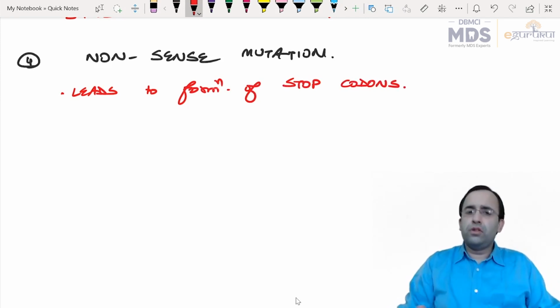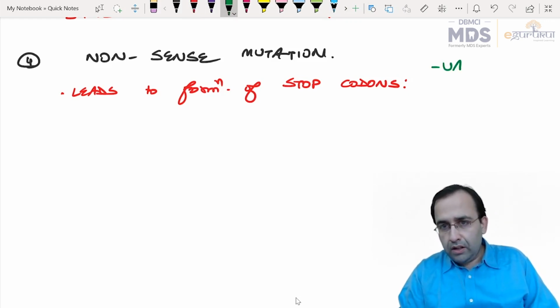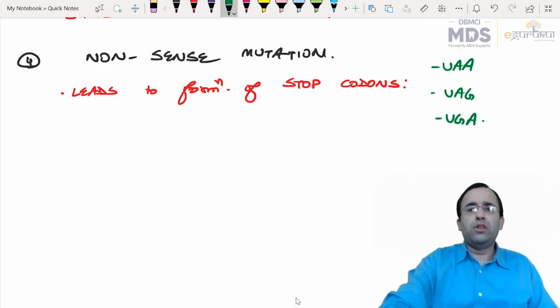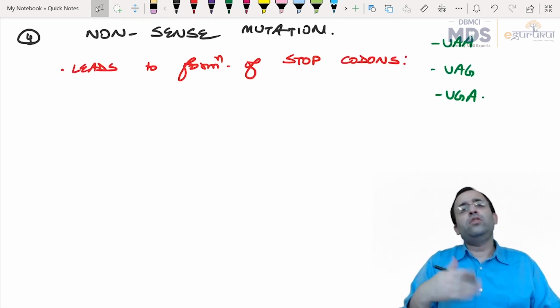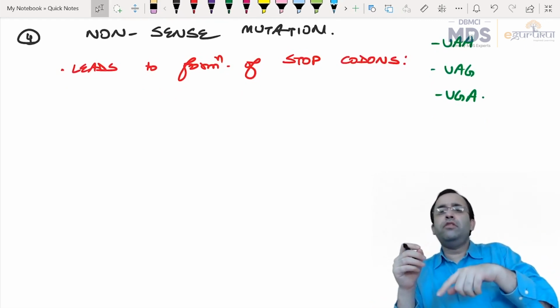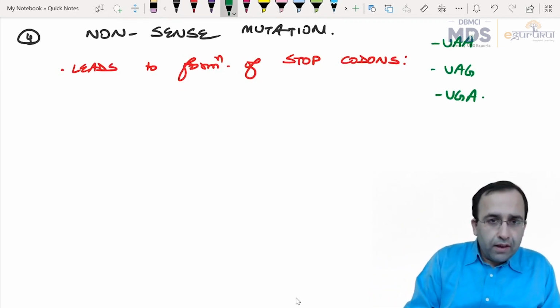Nonsensical है, stop codons बन रहे हैं. You know this. Which are the stop codons? They are UAA, UAG and UGA. It leads to the formation of stop codons. That is nonsense mutation. So point mutation हुई which led to the formation of stop codons UAA, UAG and UGA.